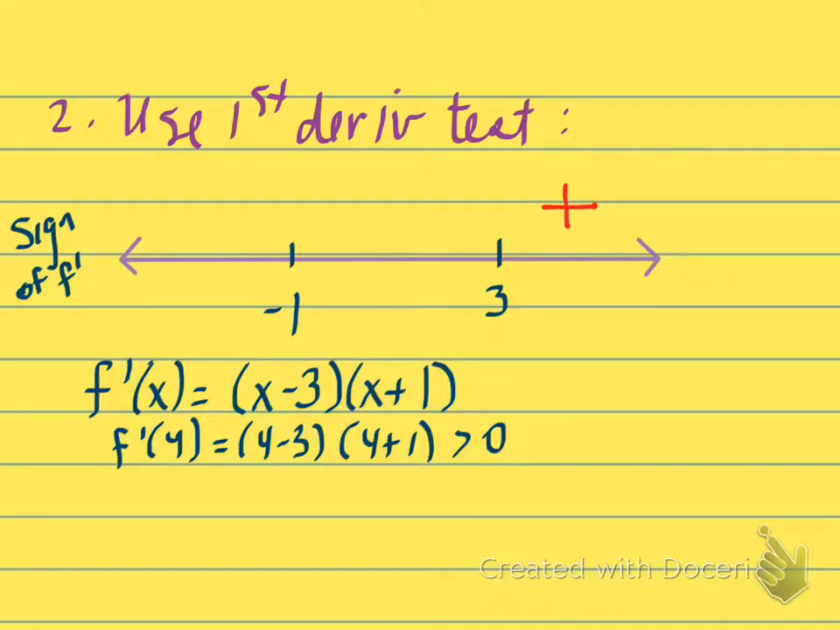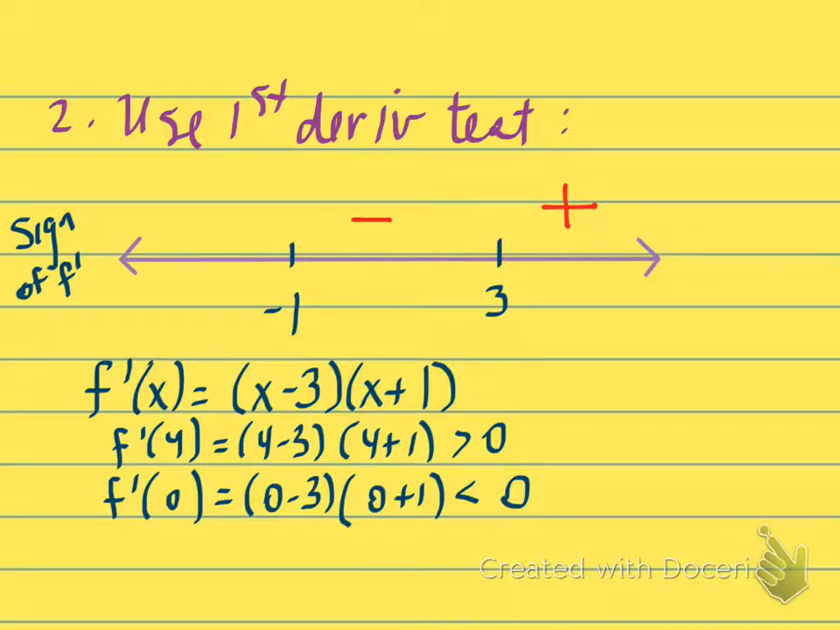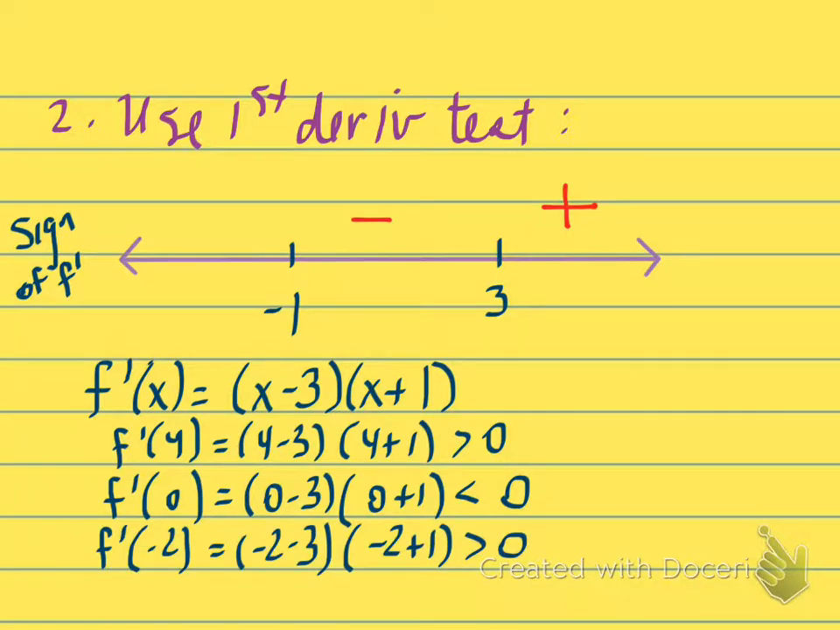Then I pick a number between negative 1 and 3, like maybe 0. F prime of 0 is 0 minus 3 times 0 plus 1. Don't care what it is, just care that it's going to be a negative times a positive, so it's going to be a negative number. So I put a negative sign in the region between negative 1 and 3. And now I pick a number to the left of negative 1, like negative 2, and f prime of negative 2 is negative 2 minus 3, which is negative, times negative 2 plus 1, which is also negative. So a negative times a negative is a positive. I put a plus right there.